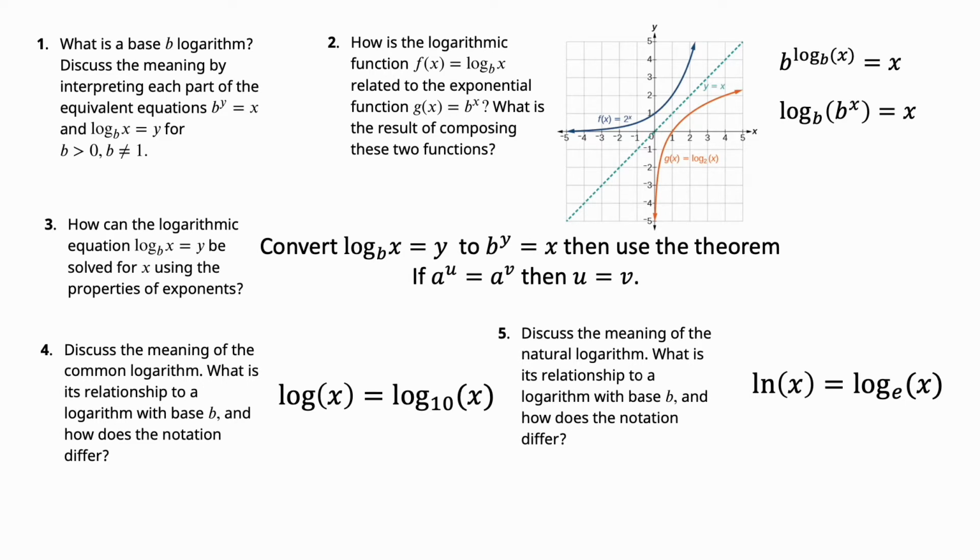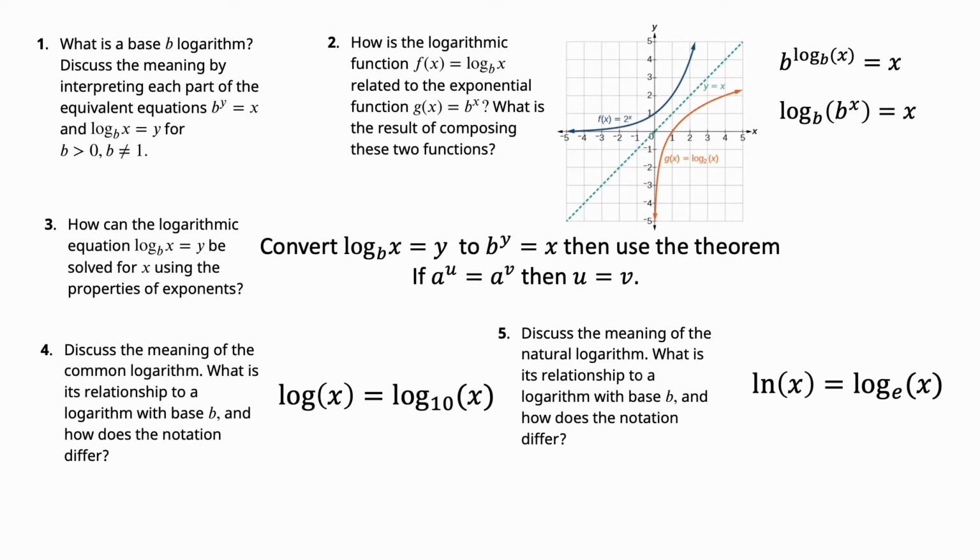How is the logarithmic function f of x equals log base b of x related to the exponential function g of x equals b to the x? What is the result of composing them? Well, they're inverse functions of each other, so that means they're symmetrical around y equals x. And when you compose them, you get back what you started with, because that was what we discovered before, is in fact what happens when you compose a function with its inverse.